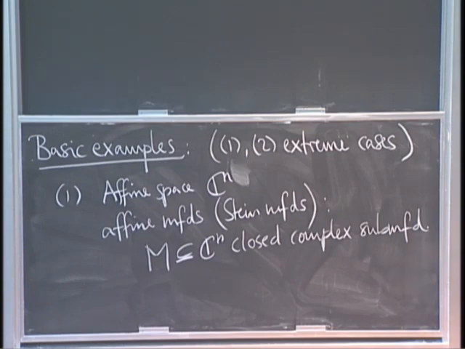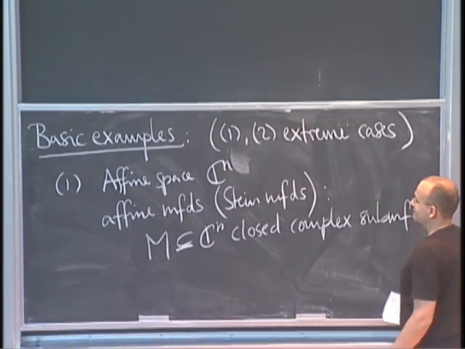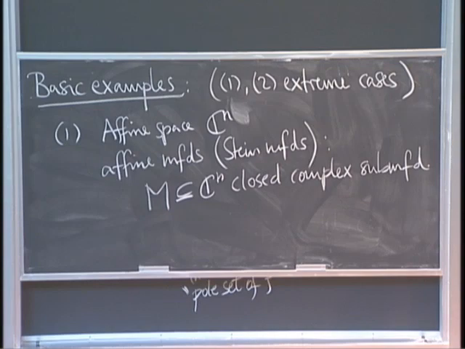complex critical points, then the zero locus is going to be a closed complex submanifold. So those are the complex manifolds that can be embedded into affine space, that exist as submanifolds of affine space.